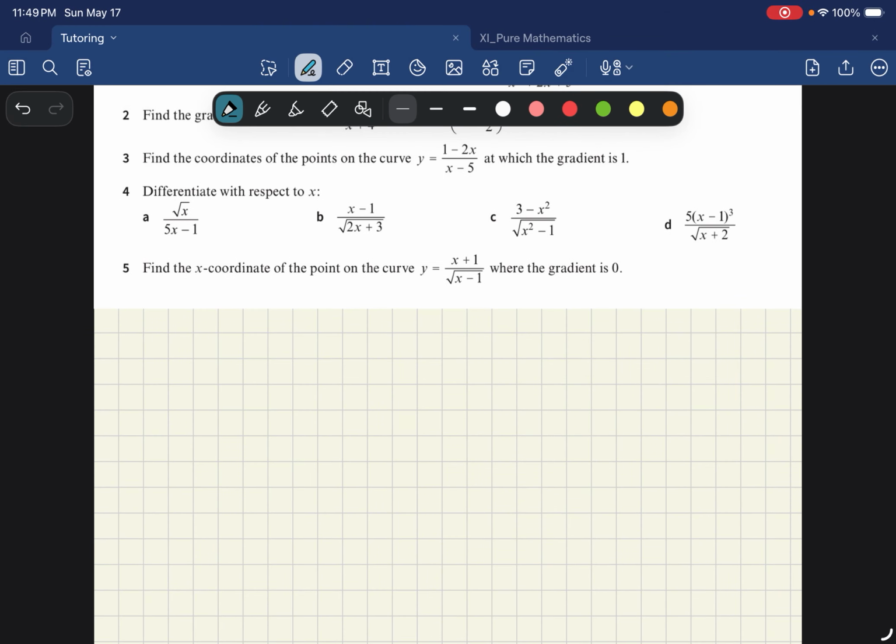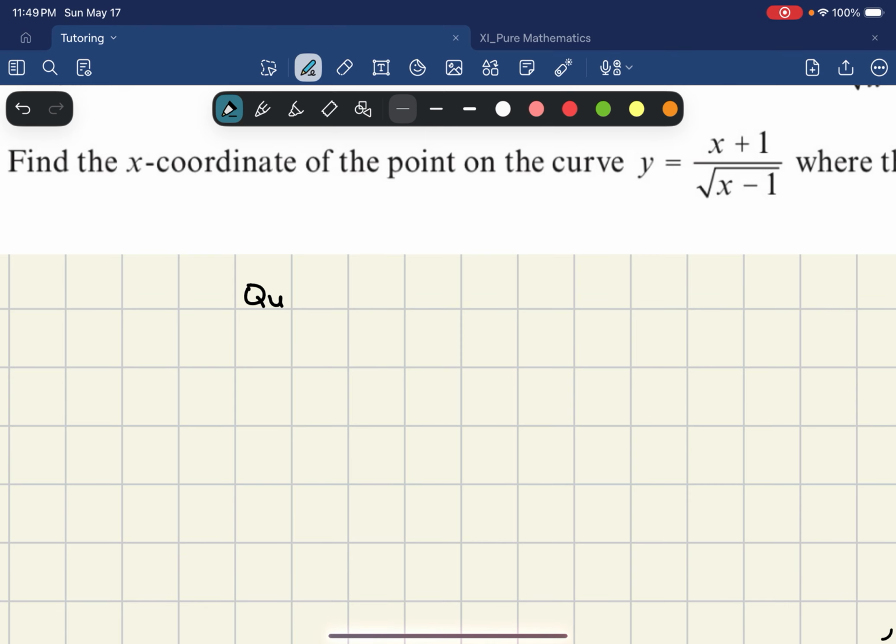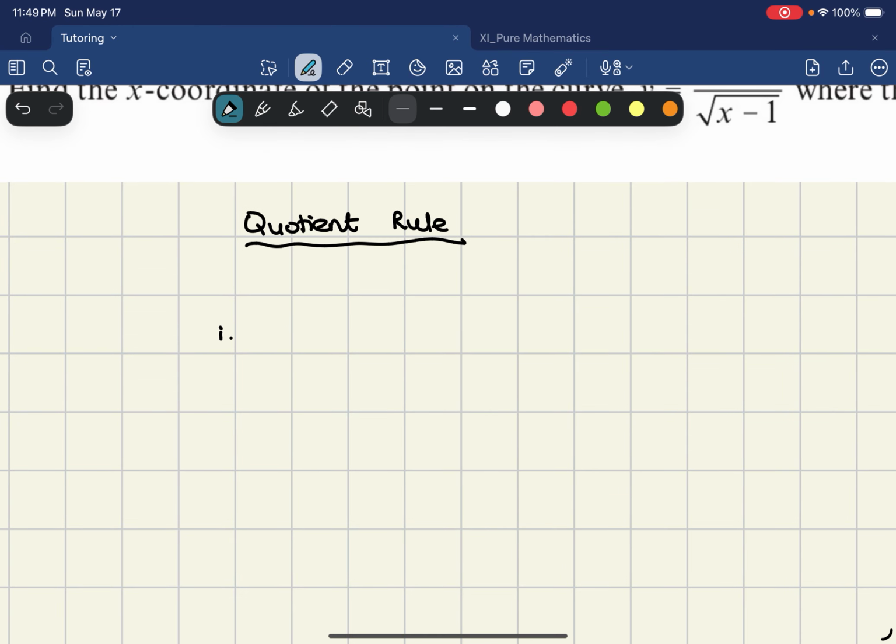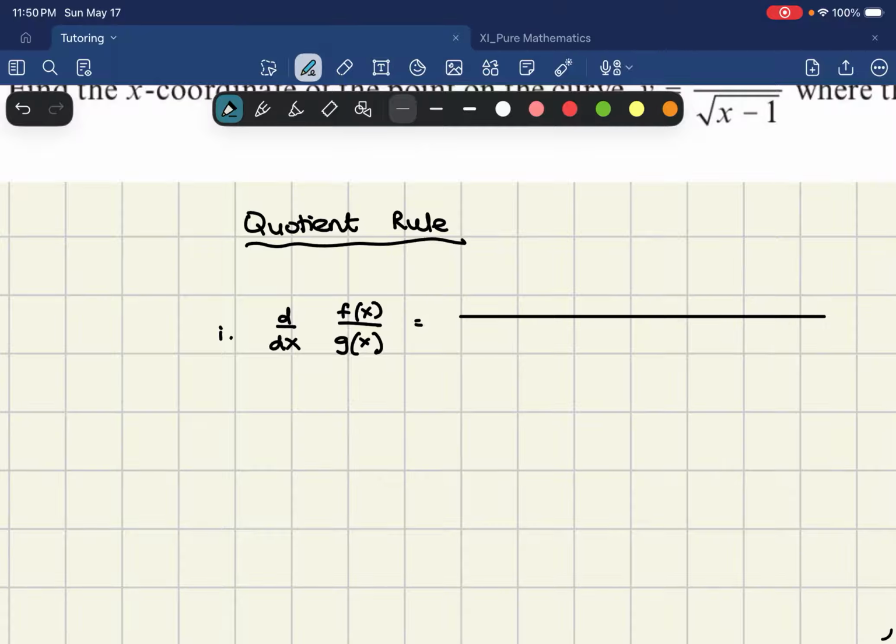Alright, so in this video we're gonna go over the quotient rule. There are two ways to express this, whichever you prefer. The quotient rule says that if you have f of x divided by g of x, and you want to differentiate it, then your solution is going to be g of x f dash of x minus f of x g dash of x, all over g of x squared. So that is the quotient rule.